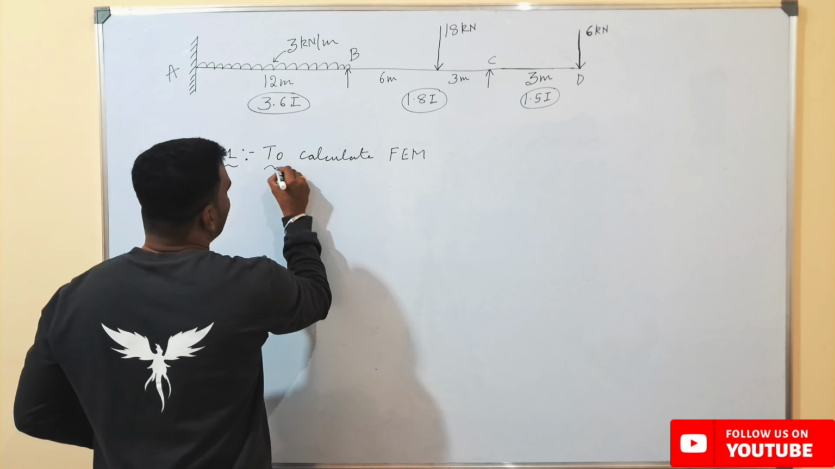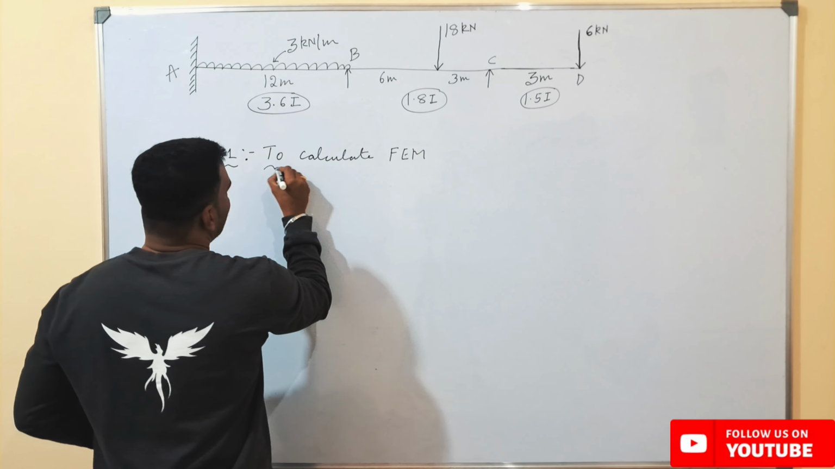Here, if you observe, we have two joints, that is B and C. If I consider joint B, B is connecting to A and similarly to C. So at joint B we have two members, B to A and B to C. At joint C we have two members, which are C to B and C to D.